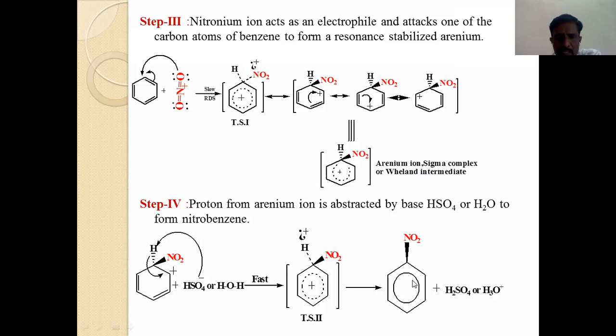So the nitration reaction involves 4 steps. In the first step, sulfuric acid donates a proton to the nitric acid. In the second step, the nitric acid complex eliminates a water molecule, generating a nitronium ion. In the third step, the generated nitronium ion attacks the benzene molecule.